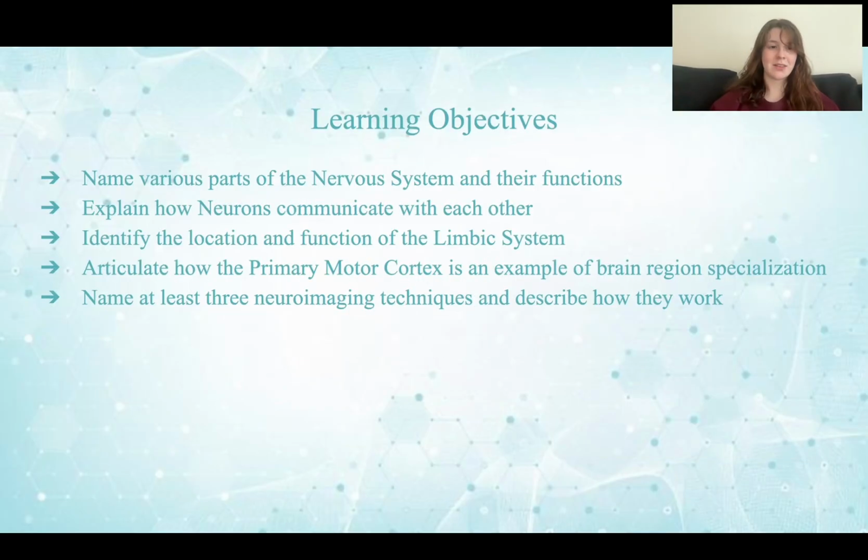Today our learning objectives are to be able to name various parts of the nervous system and their functions, to be able to explain how neurons communicate with each other, identify the location and function of the limbic system, articulate how the primary motor cortex is an example of brain region specialization, and to be able to name at least 3 neuroimaging techniques and describe how they work.